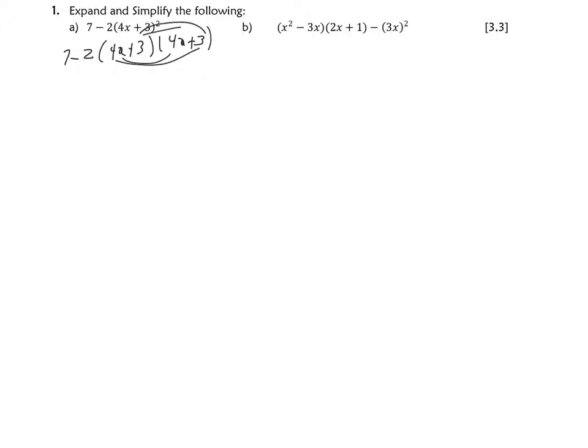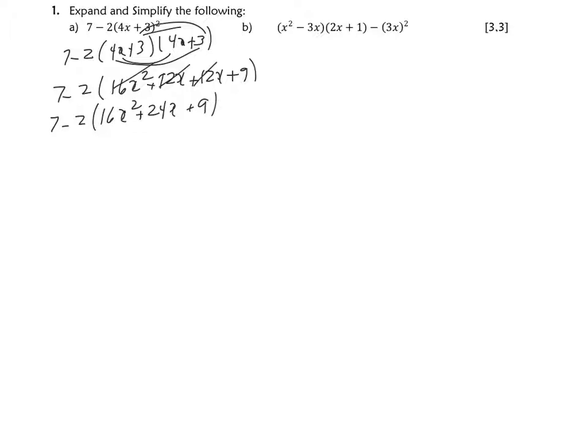Then expanding these two brackets, I get 7 minus 2. 4x times 4x is 16x squared. 4x times 3 is 12x. 3 times 4x is 12x. 3 times 3 is 9. Now this is 7 minus 2 times (16x squared, 12x plus 12x is 24x, plus 9).